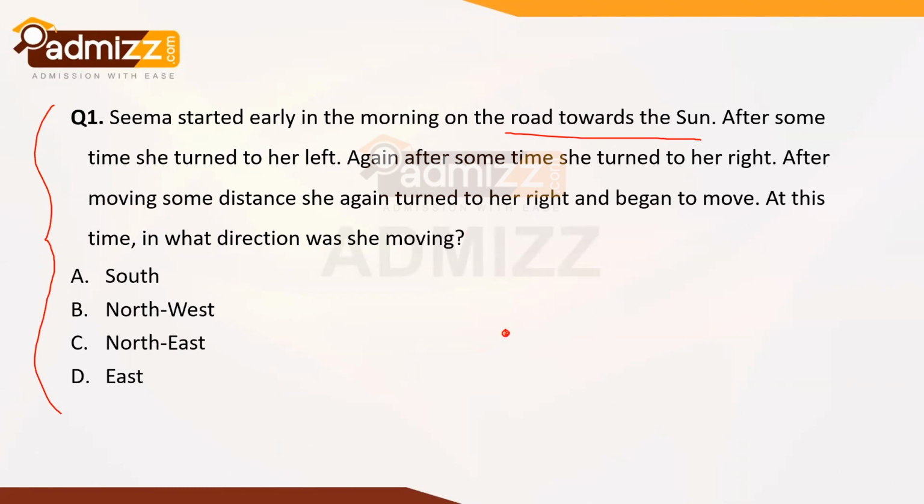So let's trace her direction. This is Seema. I mean, this can be done in your mind as well because these are really easy, but I'll be showing them right now just for the sake of simplicity. She is running towards the sun. After some time, she turned to her left, which is upwards because she's traveling towards east. So she turned toward north, or her left, right?